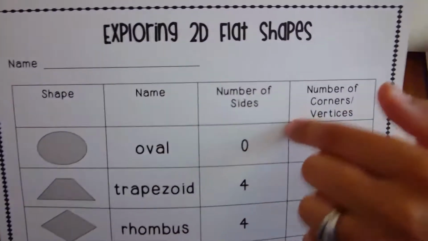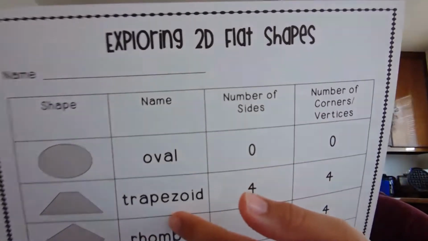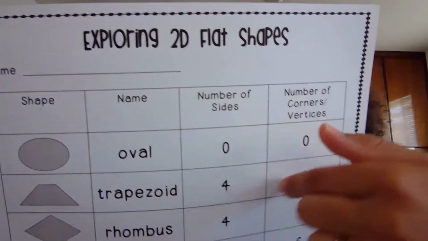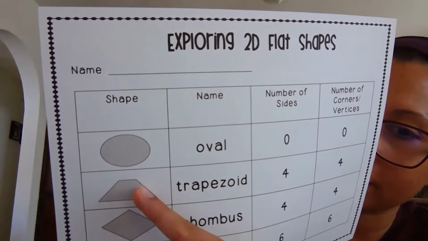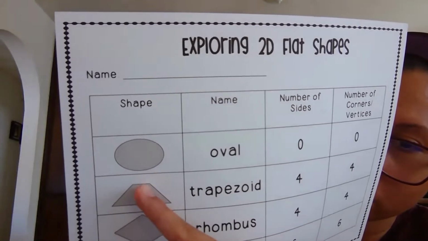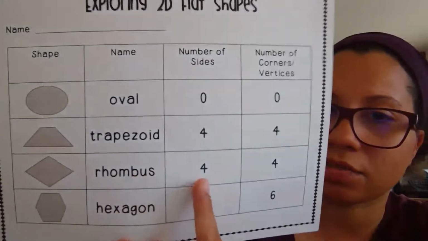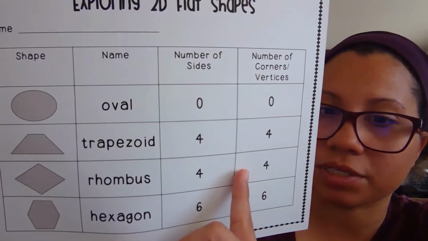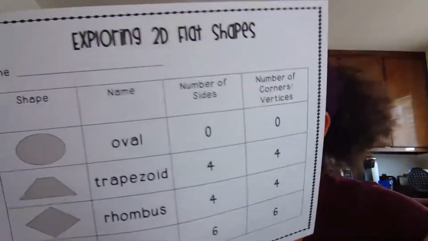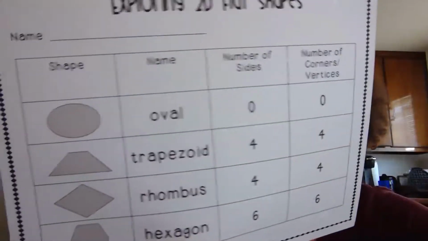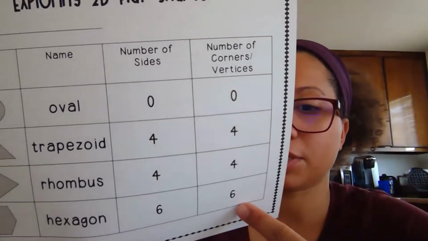Oval, that's the name, has 0 sides, 0 vertices. Trapezoid has 4 sides, 4 vertices, but also notice that the trapezoid has 2 of its sides going diagonally with 1 short side and 1 long side. A rhombus has 4 sides and 4 vertices. It's like a slanted square, so they need to be careful with that. Hexagon, hexa means 6, so it has 6 sides, 6 vertices.